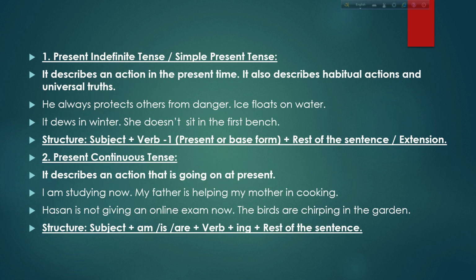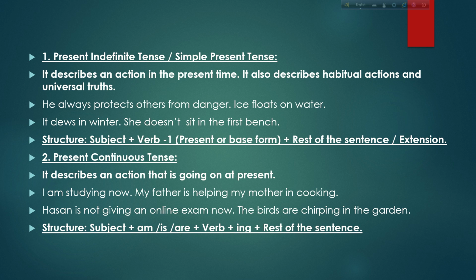So what is present indefinite tense or simple present tense? It describes an action in the present time. It also describes habitual actions and universal truth. He always protects others from danger. Ice floats on water, for example. It dews in winter. She doesn't sit in the first bench. Here the structure is subject plus V1, that is present form or base form of the verb, plus extension or rest of the sentence.